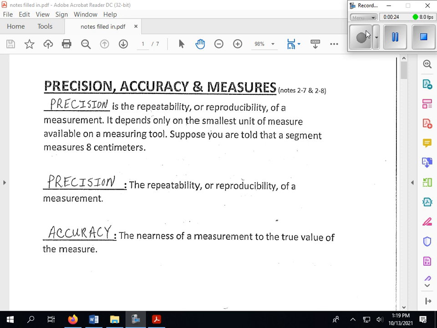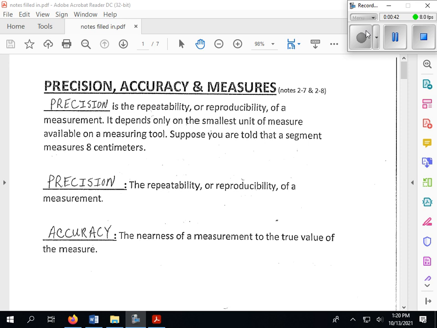Precision is the repeatability or reproducibility, sorry, I can't say big words, of a measurement. It depends only on the smallest unit of measure available on a measuring tool.